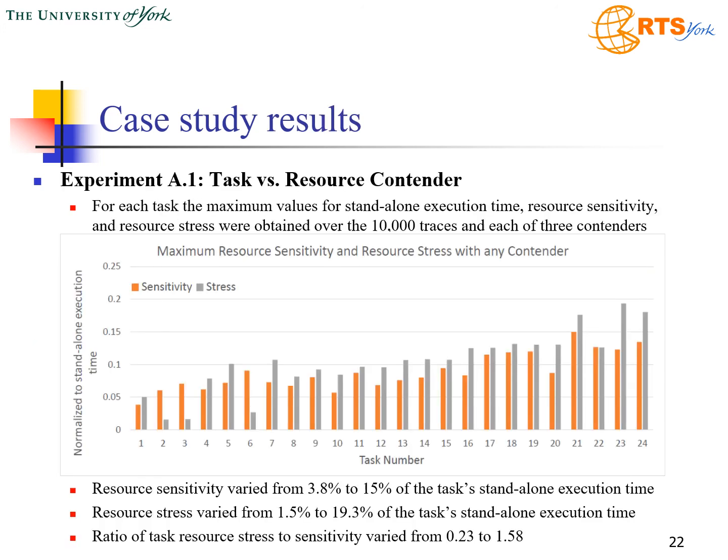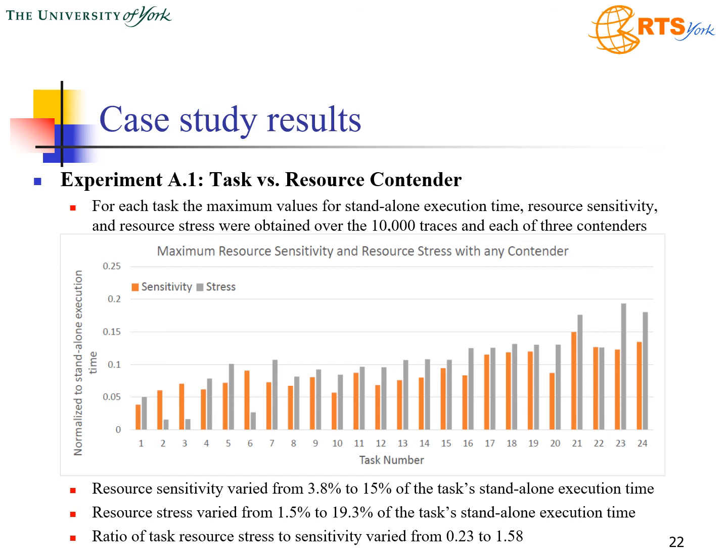Finally, a handshaking protocol was used to ensure that the contender always started before the task and always finished after it. In our first case study experiment, we ran each task alongside each of the resource contenders. And for each task, we recorded the maximum values of the standalone execution time, the resource sensitivity, and the resource stress over the 10,000 traces with each of the 3 contenders.